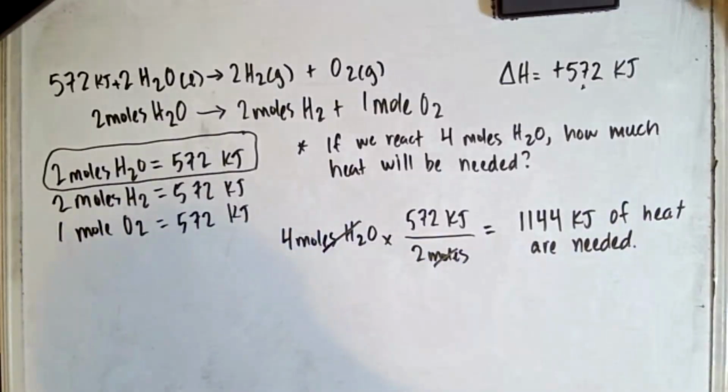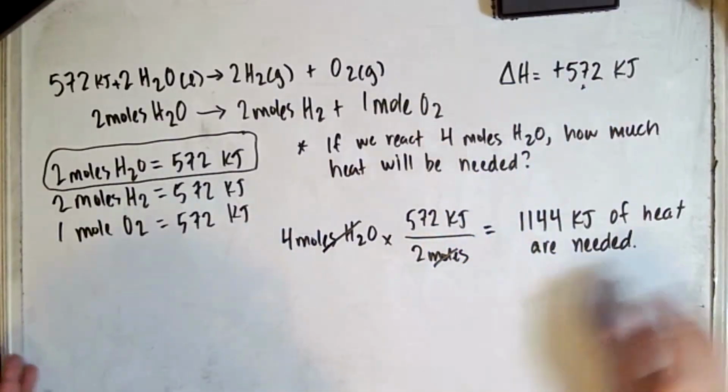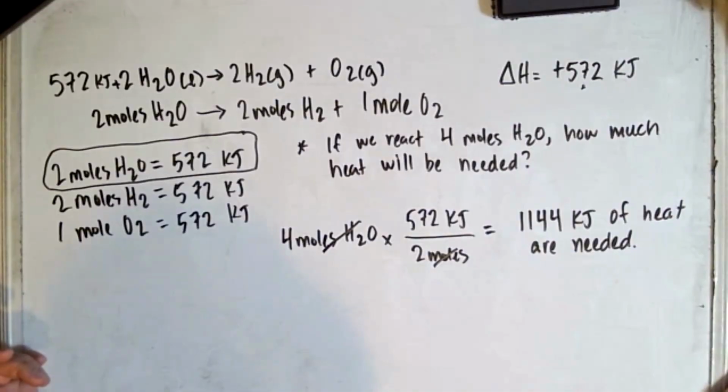Okay, that's how that relationship is going to work. We can take our delta H and use it like a conversion factor. All right. Let's take a look at another example. Let me share the screen so we can look at the question.